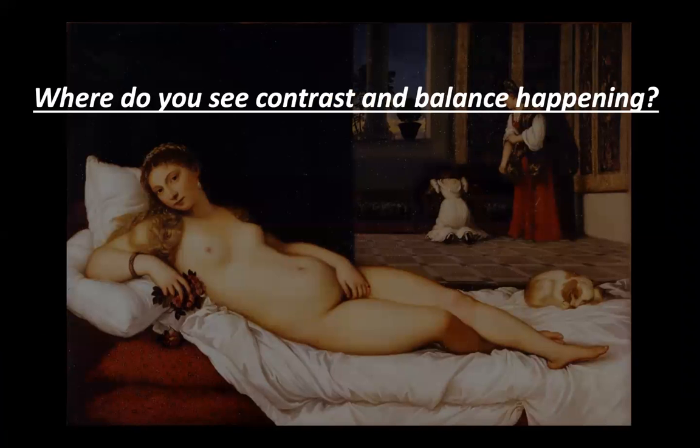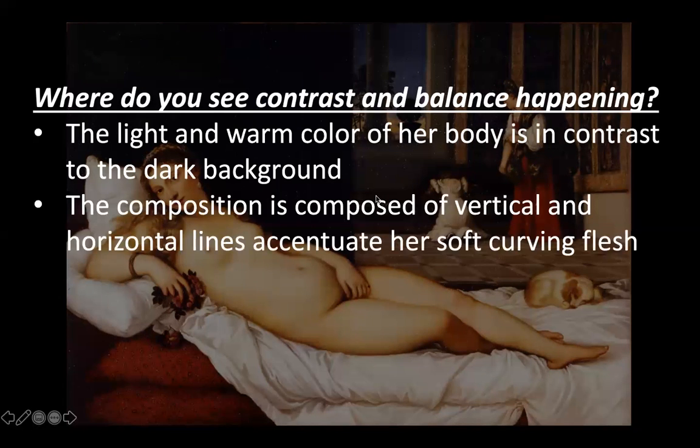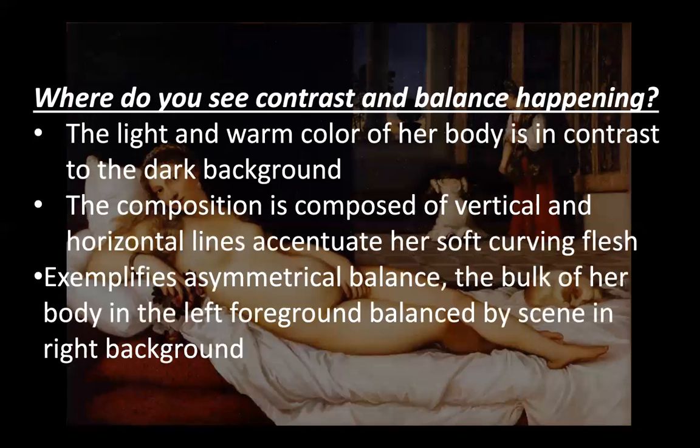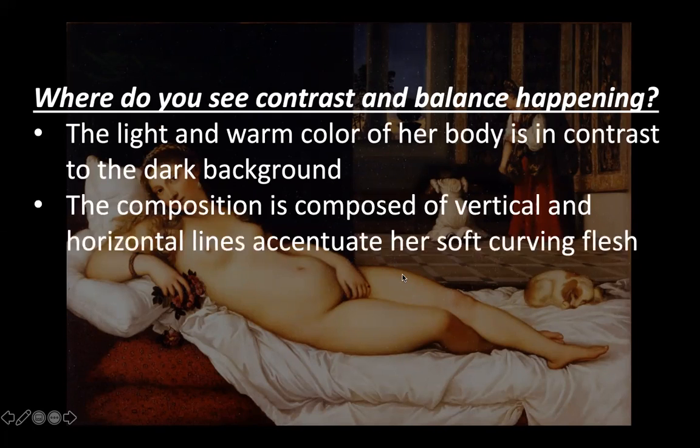All right, and then we have a lot of good techniques having contrast and balance. We don't need to write all this down, okay? The light and warm color of her body is in contrast to the dark background, so that's what's really popping her out. The composition is composed of vertical and horizontal lines, and then she and the bed are very soft and curvy. So you have these strong, sharp lines, and then the soft curviness of the female. And then this is a really good use of asymmetrical balance. What that means is you have the bulk of her body on the left, and then very little body on the right. And then you have the scene happening in the background on the right, and then you have the empty background on the left. So that's a really good example of asymmetrical balance. It is heavily weighted on the left and heavily weighted on the right in different ways. And strong diagonal line with the figure in the front. Done.